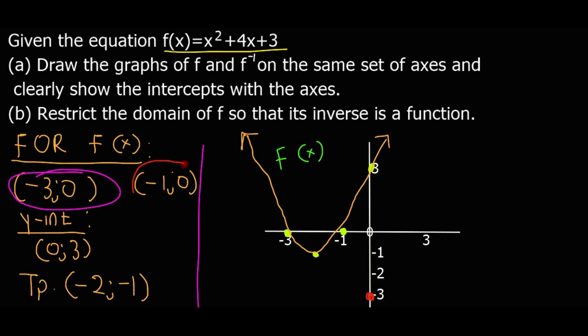And then we have 0 and negative 1, it's here. And then we have 3 and 0, which is here. And then for the turning point, it's negative 2 and 1. So here we have negative 1 and negative 2. Remember for inverse, always interchange the points. So now our graph of the inverse will look something like this.